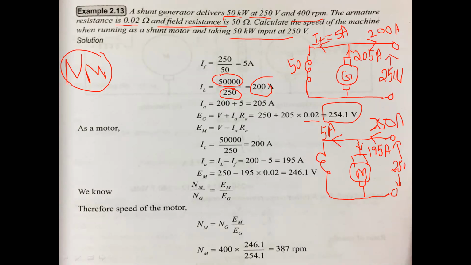So that means the total current incoming to this node is equal to the outgoing currents. The outgoing currents are 5 amperes and 200 amperes. So 200 plus 5 amperes, 205 amperes. So the generator delivers 205 amperes of current. Therefore armature current is equal to 205 amperes. So generated EMF is equal to voltage plus I_a R_a drop. Voltage 250 plus I_a R_a, I_a value 205 times resistance, 254.1.